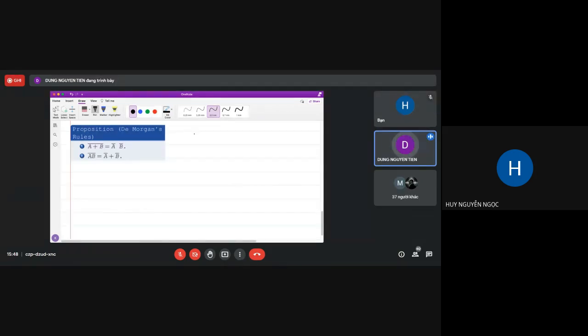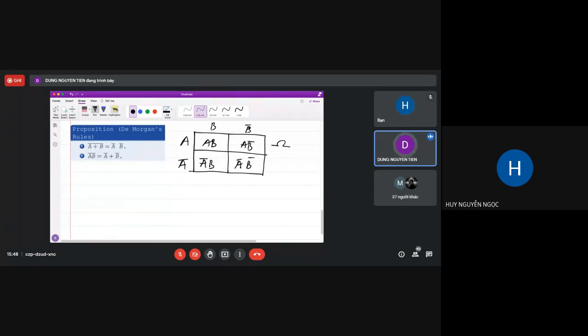In order to prove it, I'm going to draw the diagram. Let's say this is omega, the whole sample space, and you can divide it into two parts, A and A bar. You can also divide it into two parts, B and B bar. Then the intersection of A and B gives you AB, the intersection of A and B bar gives you A B bar, the intersection of A bar and B, and the intersection of A bar and B bar.